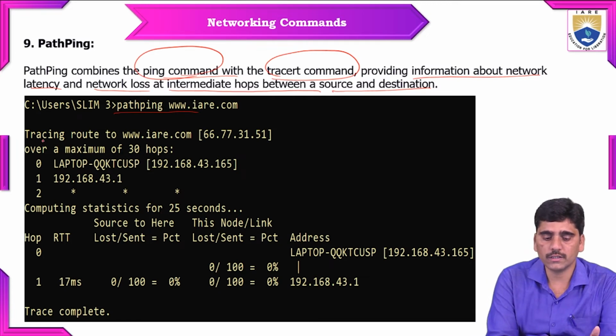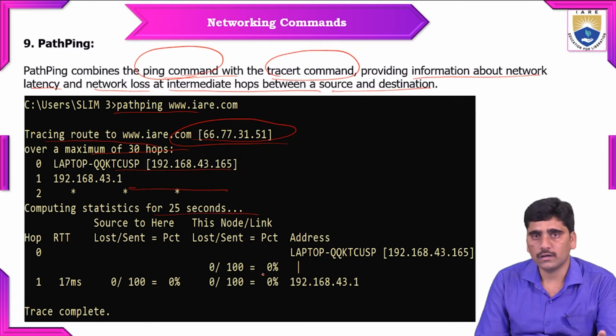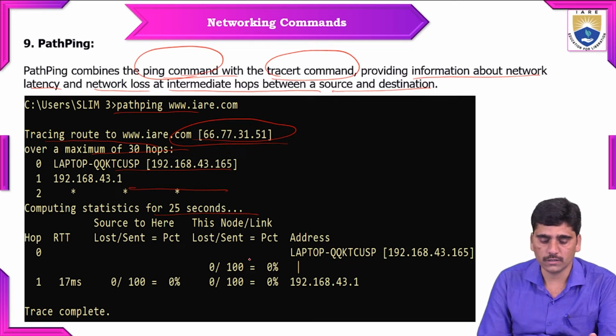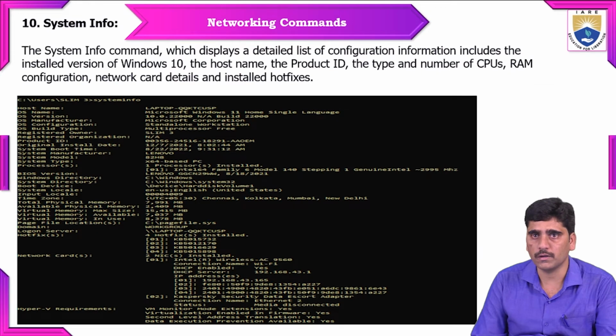So it is tracing route to www.iare.com. This is the IP address, and over a maximum of 30 hops, it displays all the connections towards the next packet to the destination. So totally the tracing is completed. So it works as both a traceroute command as well as a ping command. So that is the pathping command.